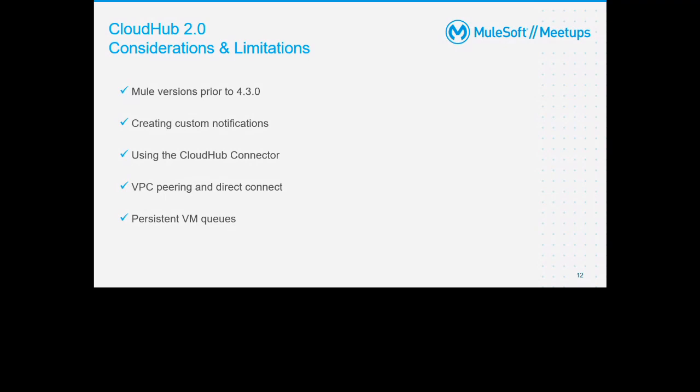It does not support creating custom certificates, and it does not support the built-in and custom notifications with the CloudHub connector. CloudHub 2.0 will not support VPC peering, direct connect will not be supported, and it does not support persistent VM queues. These are a few limitations of CloudHub 2.0.